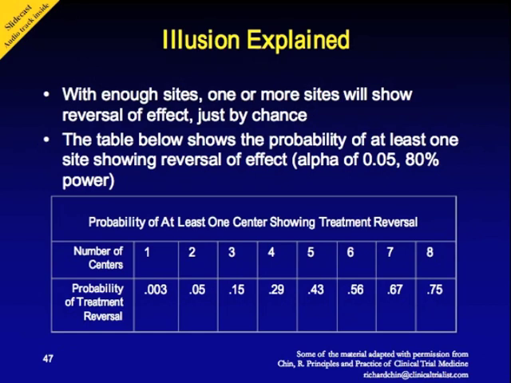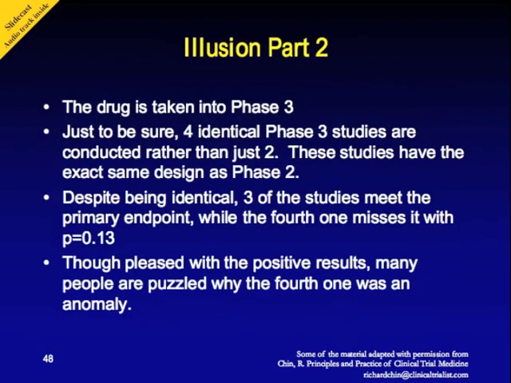And then part 2 of this illusion is that you take the drug into phase 3, but because you're worried about the fluke in that one site, you decide to do 4 phase 3 studies instead of 2. And you find that even though all 4 studies were identical, 3 of the studies meet the primary endpoint, but the 4th one misses it. And people are very puzzled why that would be the case.